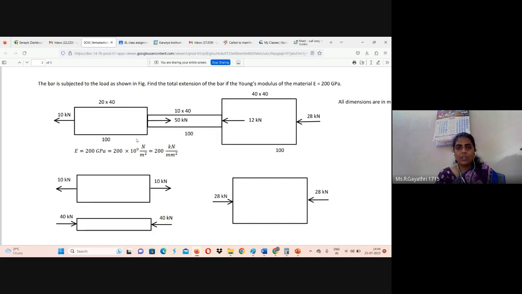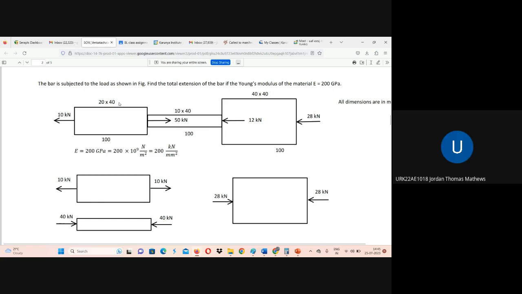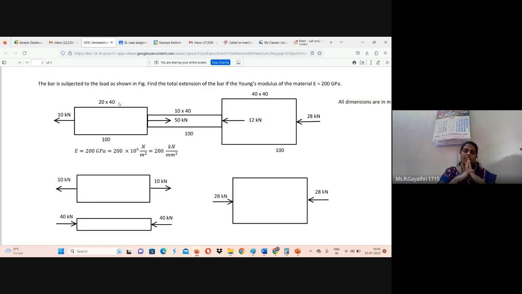Okay, here we can see uniform cross section, varying cross section only. What is 20 into 40? Any guess? Can you see the screen? What is 20 into 40, and the 10? Length into breadth, breadth into length. Then what about 100? Here we can see 100, 100, 100.